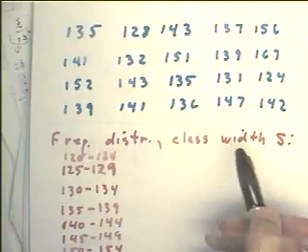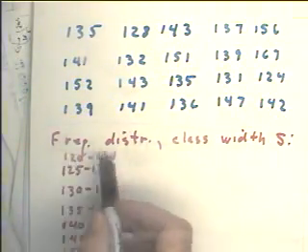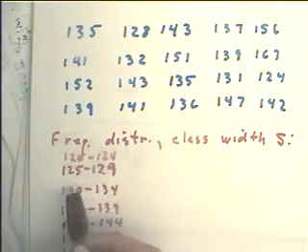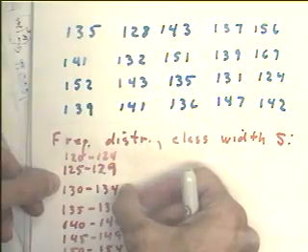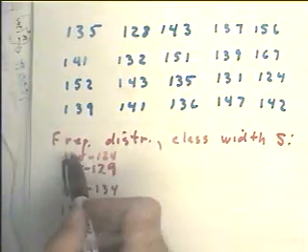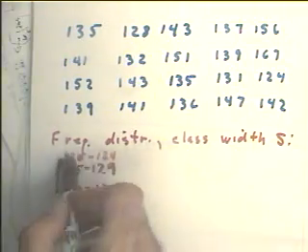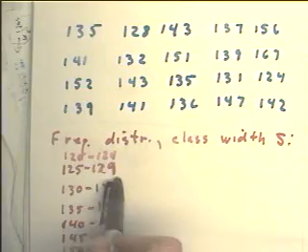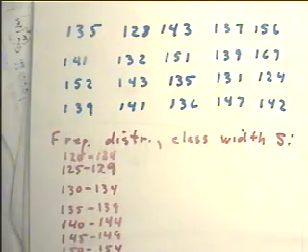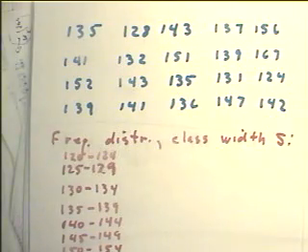And I'm starting with, this means that I'm going to group these things between 120 and 125, 125 and 130, and so forth. These are the classes, and the width of each class is 5. That is, 120, 121, 122, 123, and 124 makes 5 possible readings in this class. There are 5 possible readings in each class. We start with 120 and basically go by 5s.